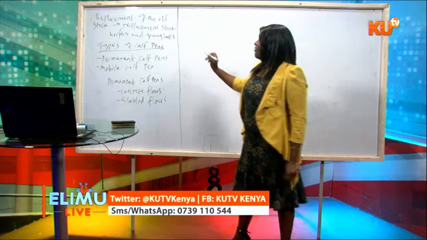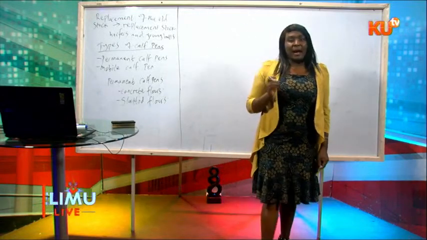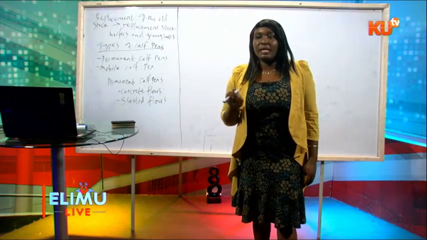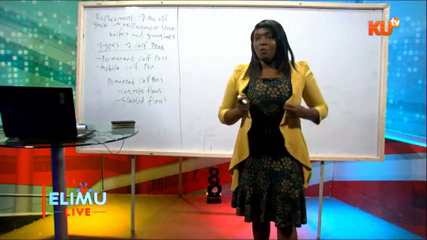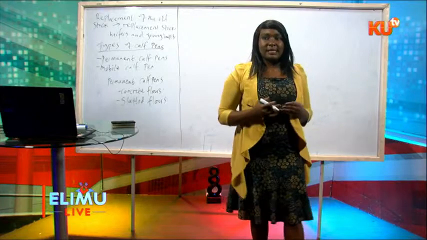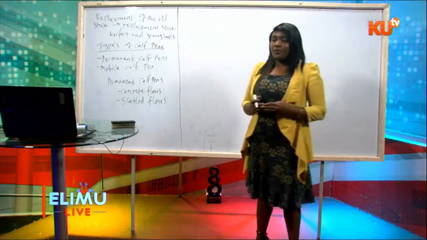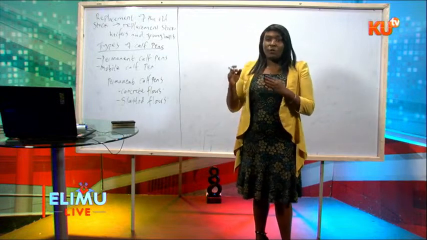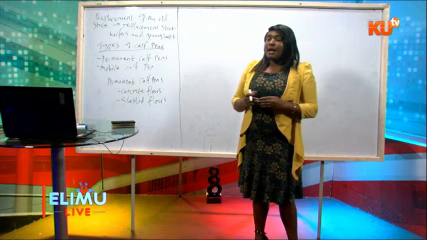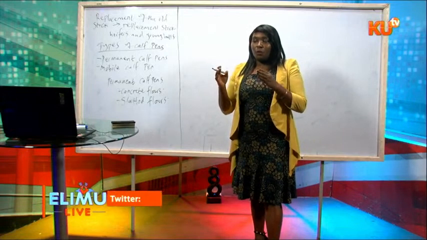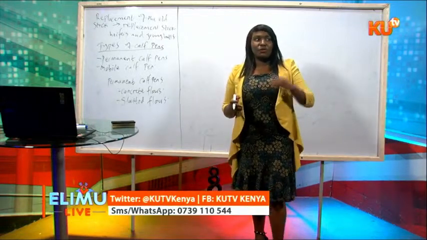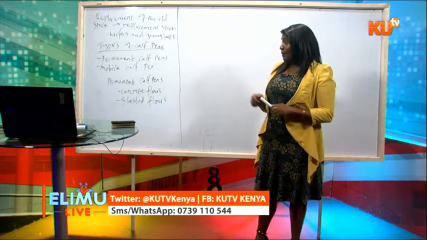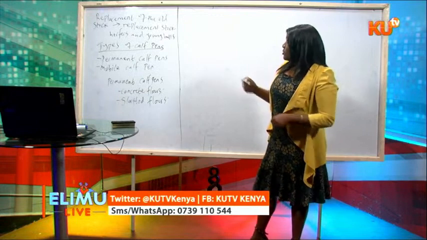Now, the mobile calf pen, mobile, coming from the word mobility, or rather bringing the aspect of mobility. What is mobility? Mobility is that idea of movement. It means that you can move the calf pen from one place to the other, from one area to the next. Maybe you move it today from a certain region to another area, so that the calf can be able to feed on fresh pastures.